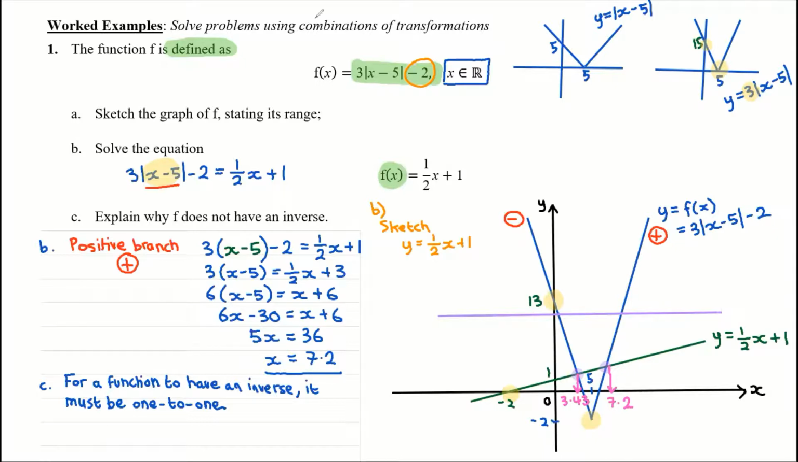We can see that f is a many-to-one, and it's the same with a quadratic as well. They're also many-to-one. It's a many-to-one mapping. Therefore, it doesn't have an inverse. Okay. All right. So I hope that makes some kind of sense, and we've got another worked example to have a look at now.